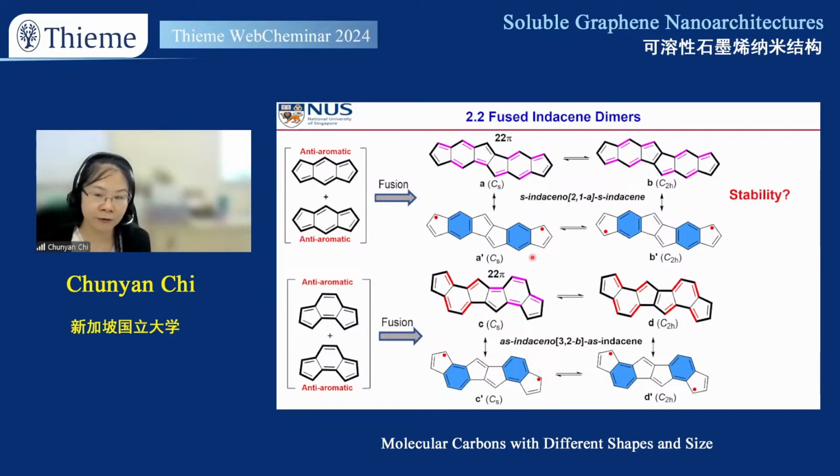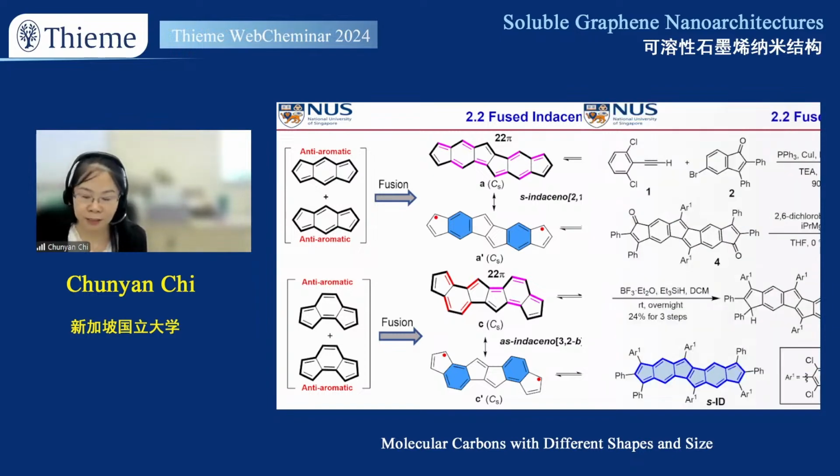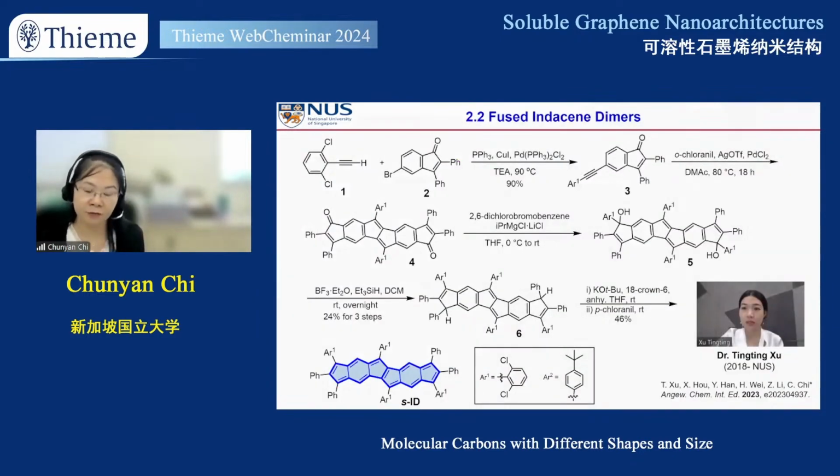How about the stability of this kind of structure? Are they anti-aromatic or aromatic? Okay, now how about their ground state? Then we designed and synthesized two molecules, and this one is a fused S-indocene dimer.